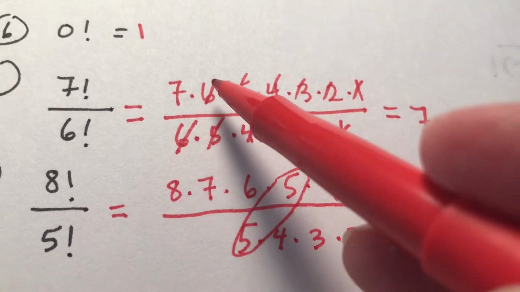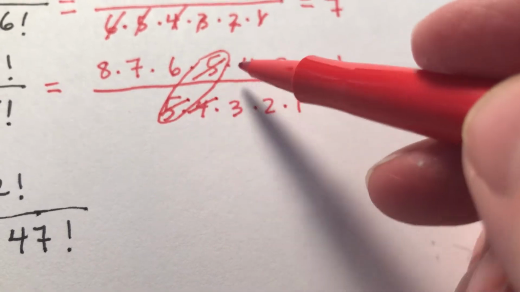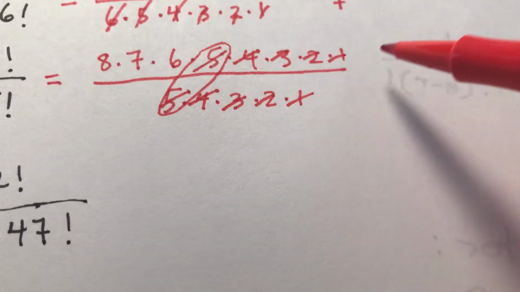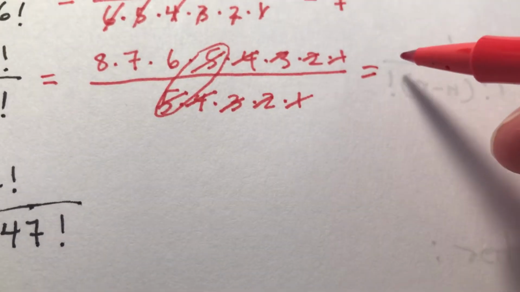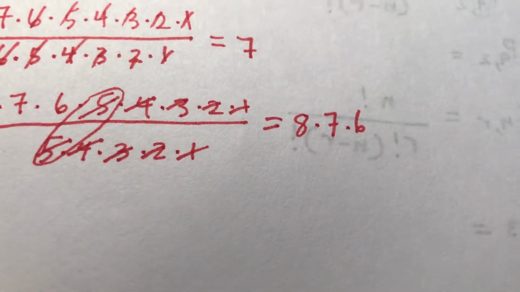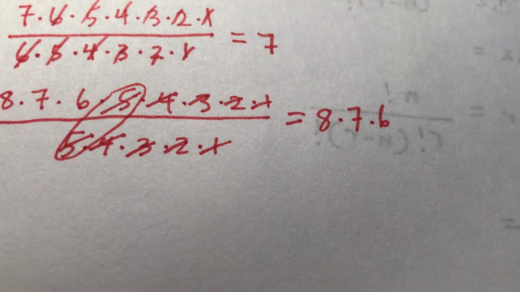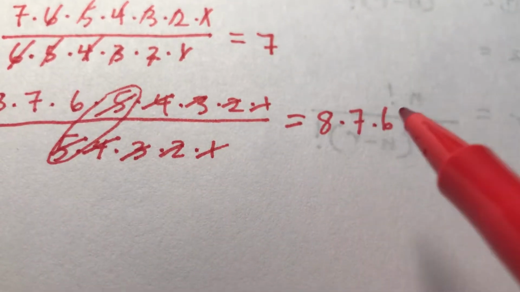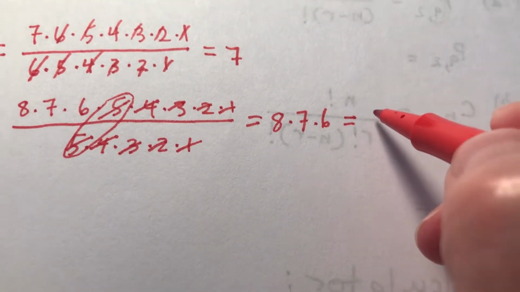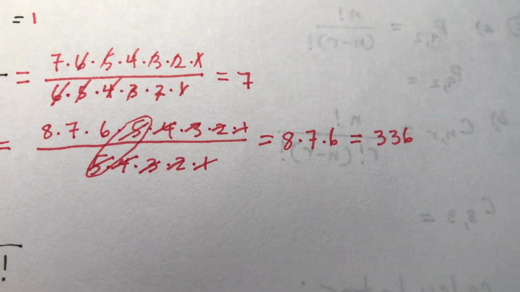Same with here. 6 over 6 is a 1. The 4 over 4 is a 1. 3 over 3, 2 over 2, 1 over 1. And we're left with 8 times 7 times 6. And it's nice to simplify before you multiply, because just taking 8 times 7 times 6 in your calculator will give you, let's see, what did I get? I got 336. So you can check that. Pause this, check it.